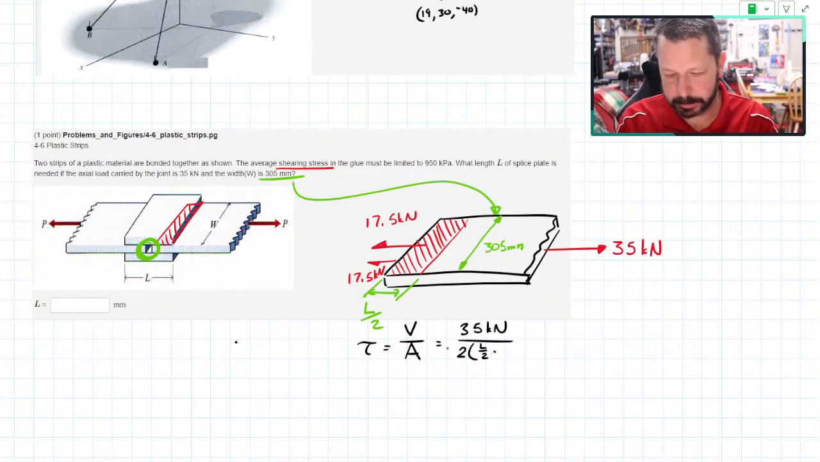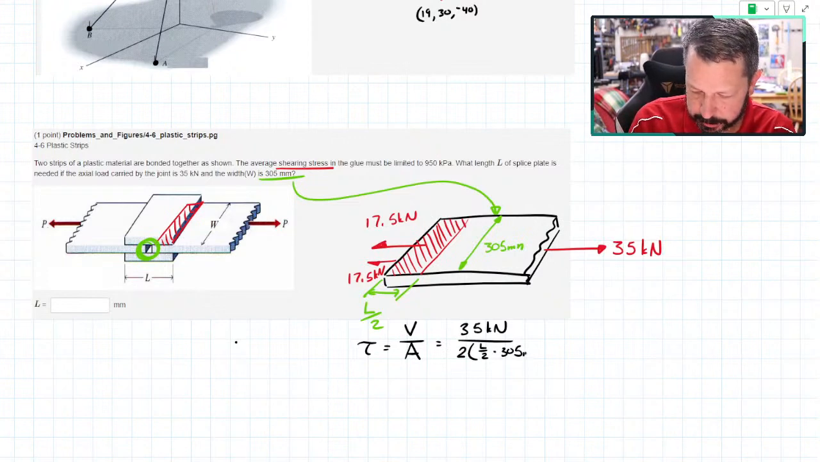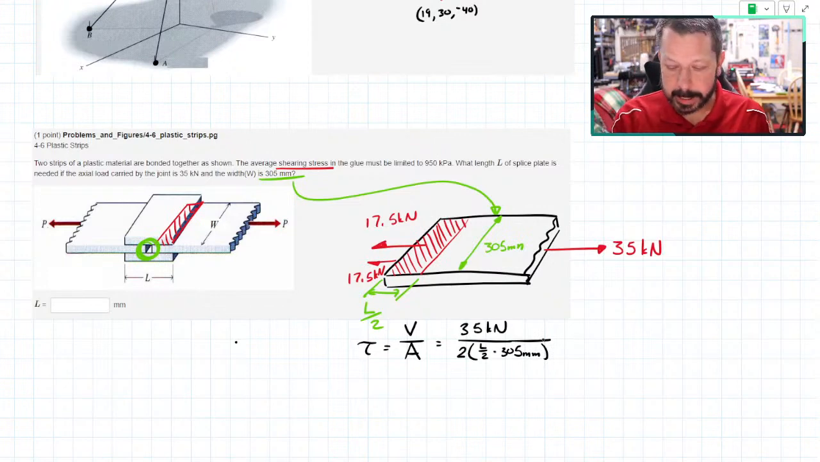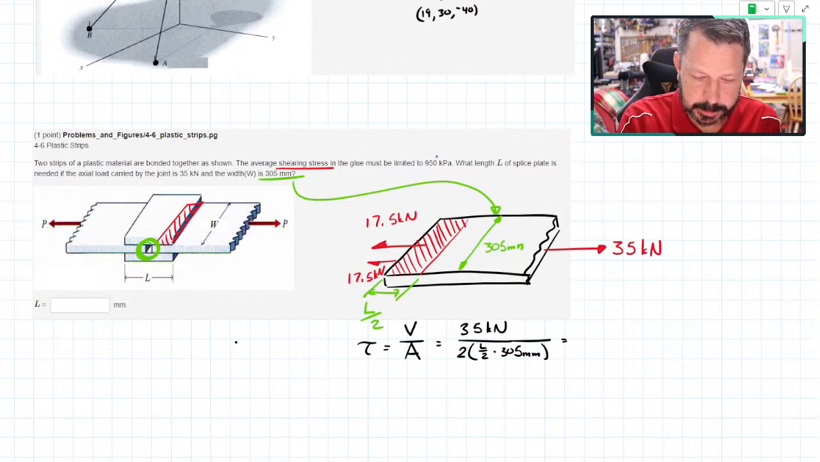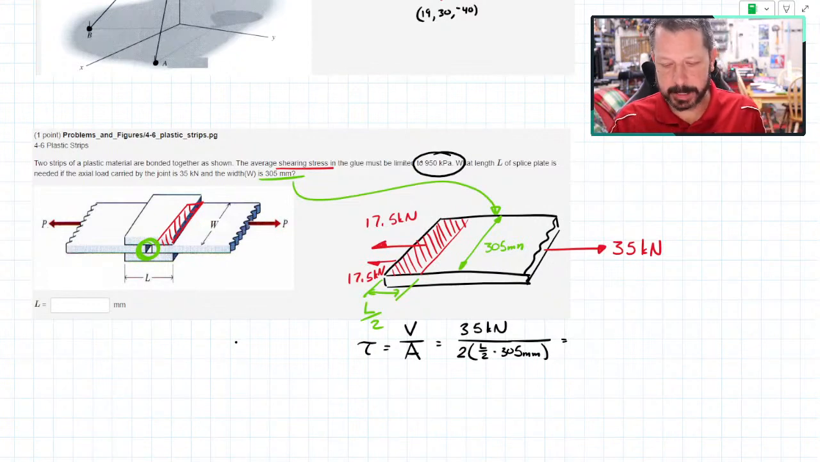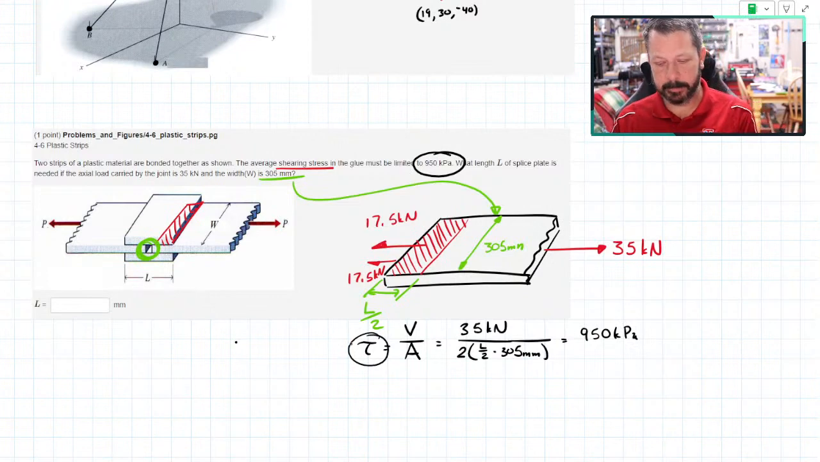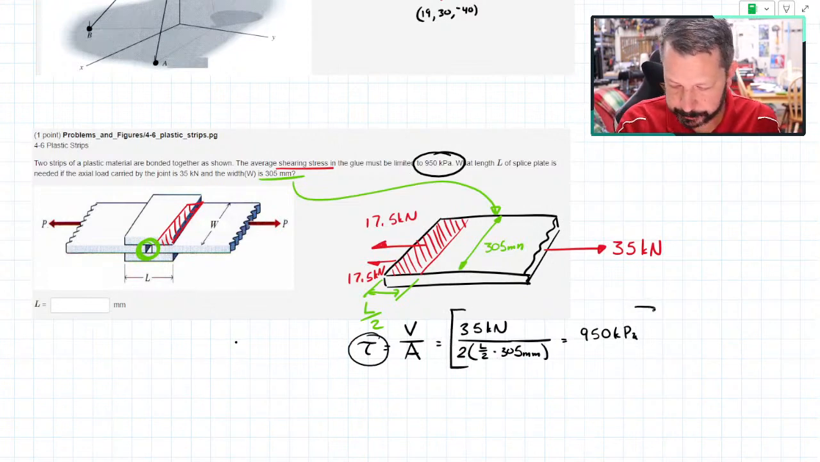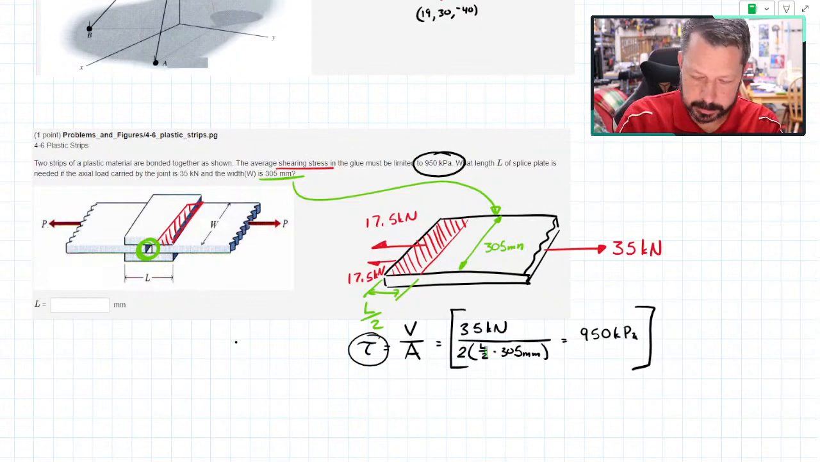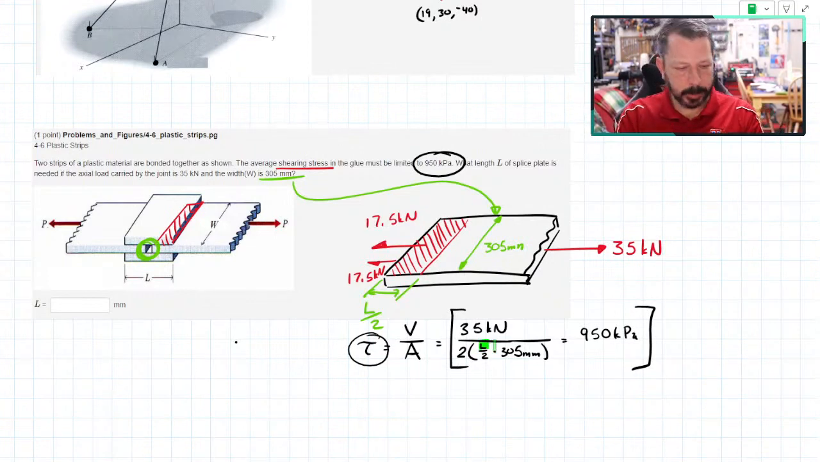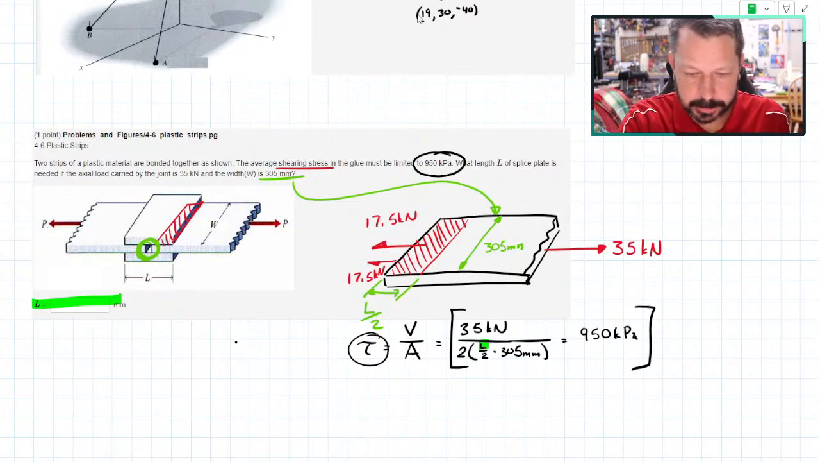Now I've got units all mixed up here. I've got kilonewtons and millimeters and all of this, so I need to straighten out my units. And I've got that tau. It says the shear stress is limited to 950 kilopascals. So 950 kilopascals is the maximum value that tau can have. So now I've got this equation, and the only unknown in it is L. And that's what the problem's asking for, is L, in millimeters. So let's solve that.